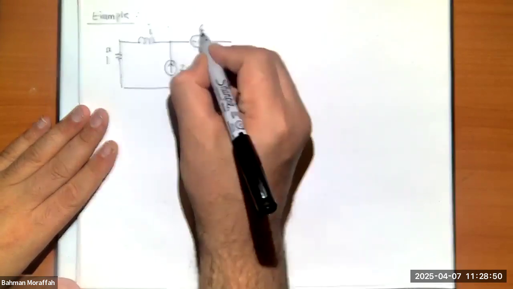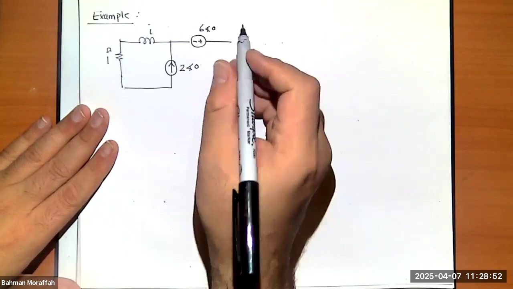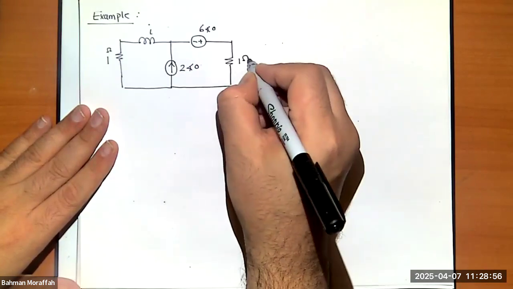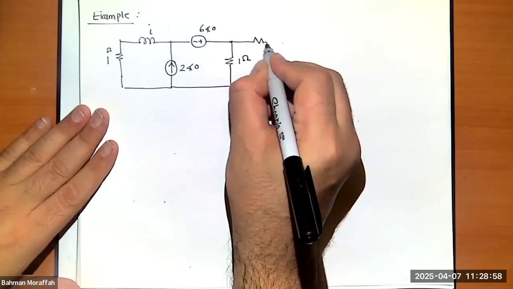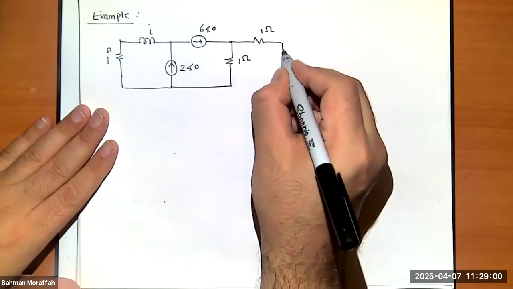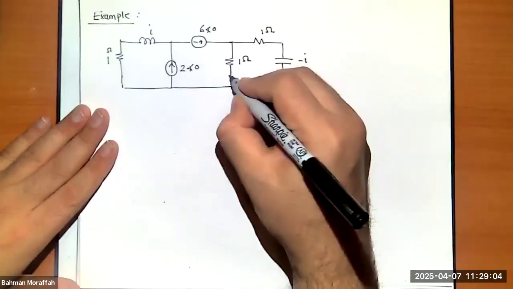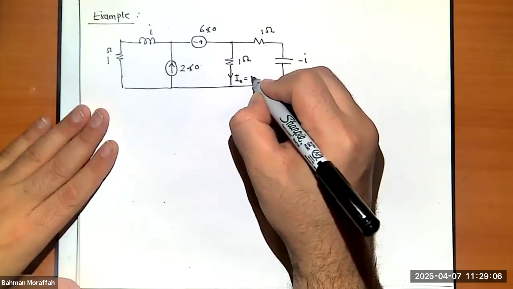A voltage source with values 6 and 0. 1 ohm resistance. Another 1 ohm resistance. And a capacitor with value -5. And the question is, what is this I naught?